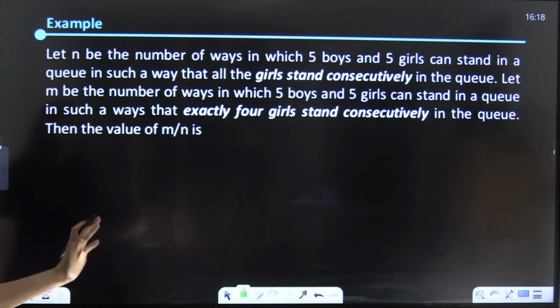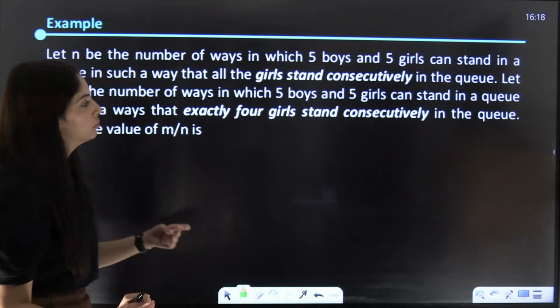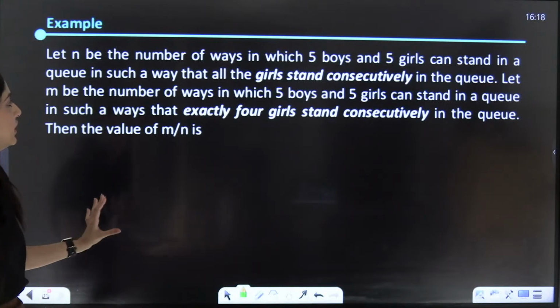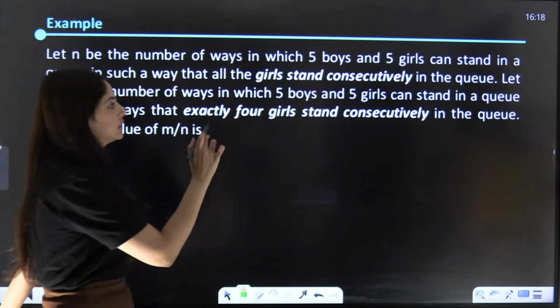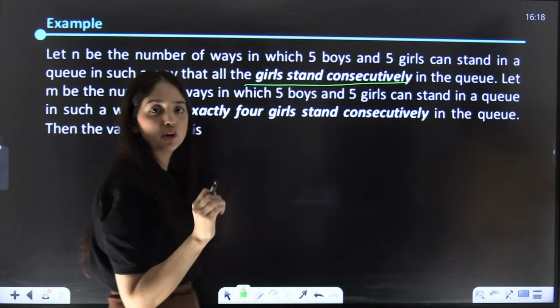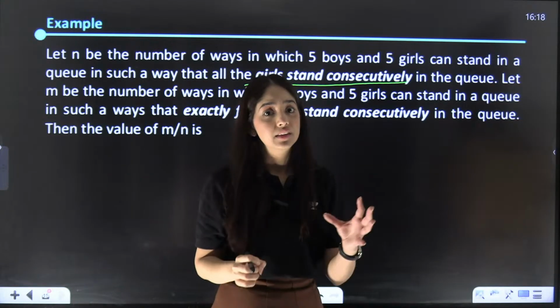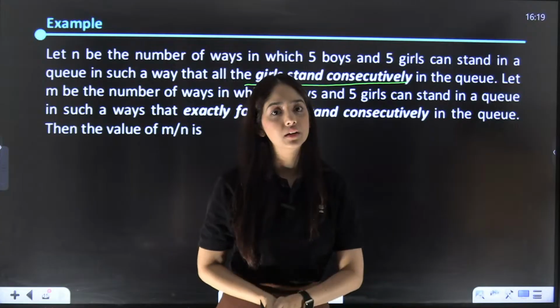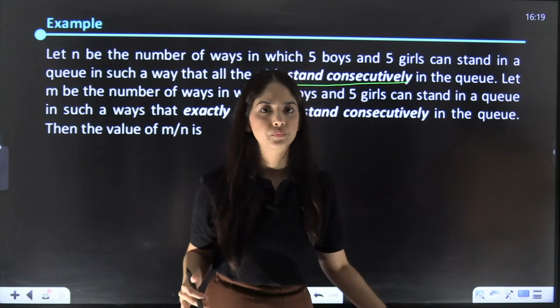Let N be the number of ways in which 5 girls and 5 boys can stand in a queue in such a way that all the girls stand consecutively. All the girls are together. That means there is one bundle containing all the girls and the boys can be anywhere.